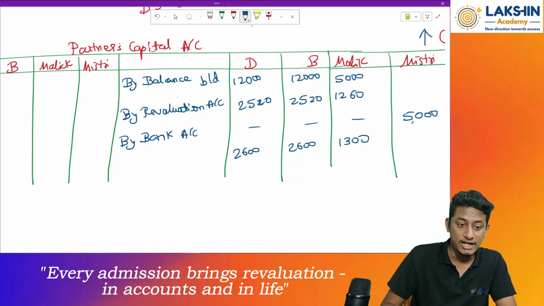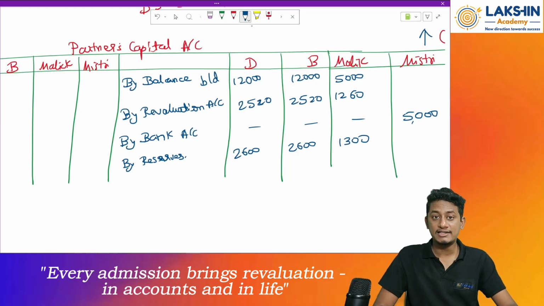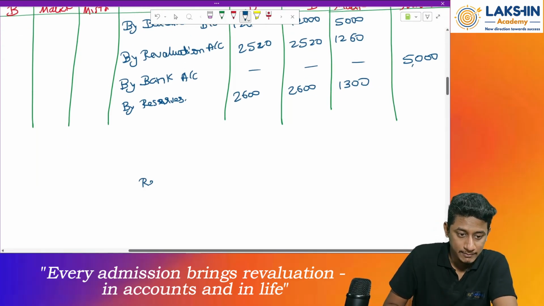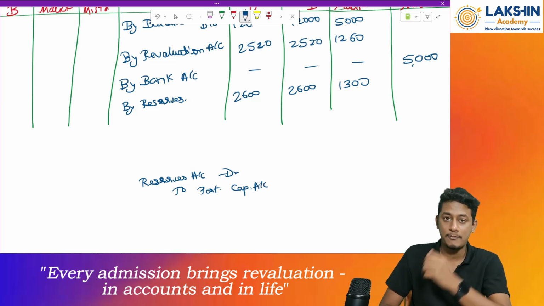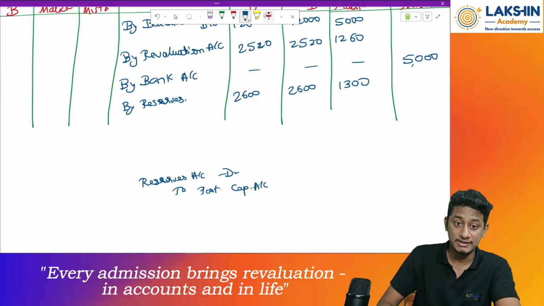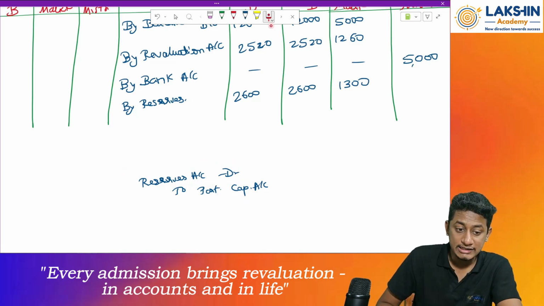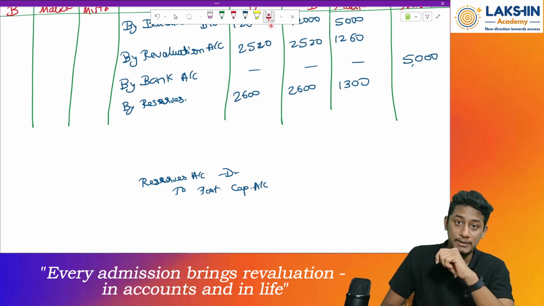Okay. Now what will the entry be? By reserves. Why will this entry be passed? The entry will be: reserves account debited to partners' capital account. This is the entry that was passed, right? For whatever the amount it might be. Why is this entry passed? See, I have told you that reserves are part of capital.